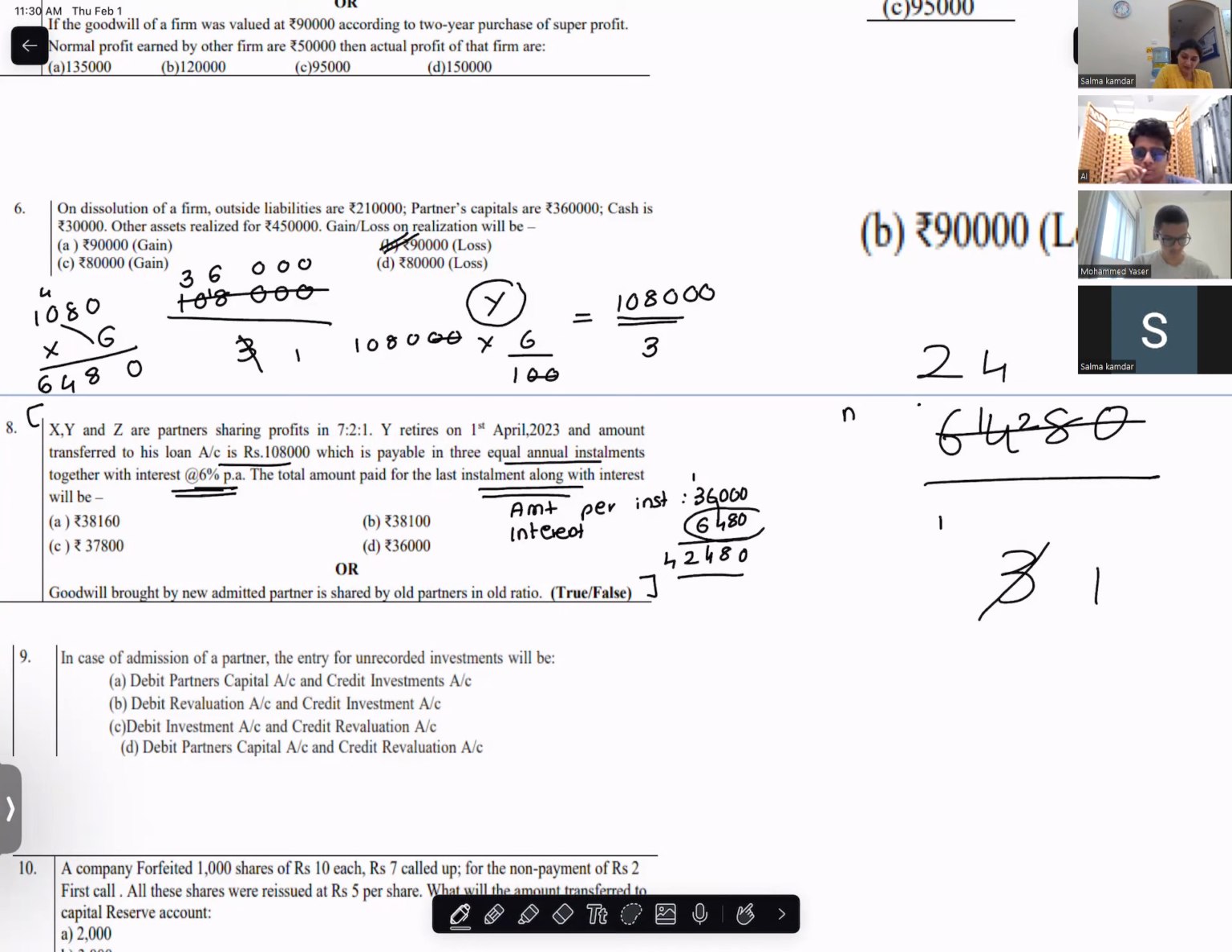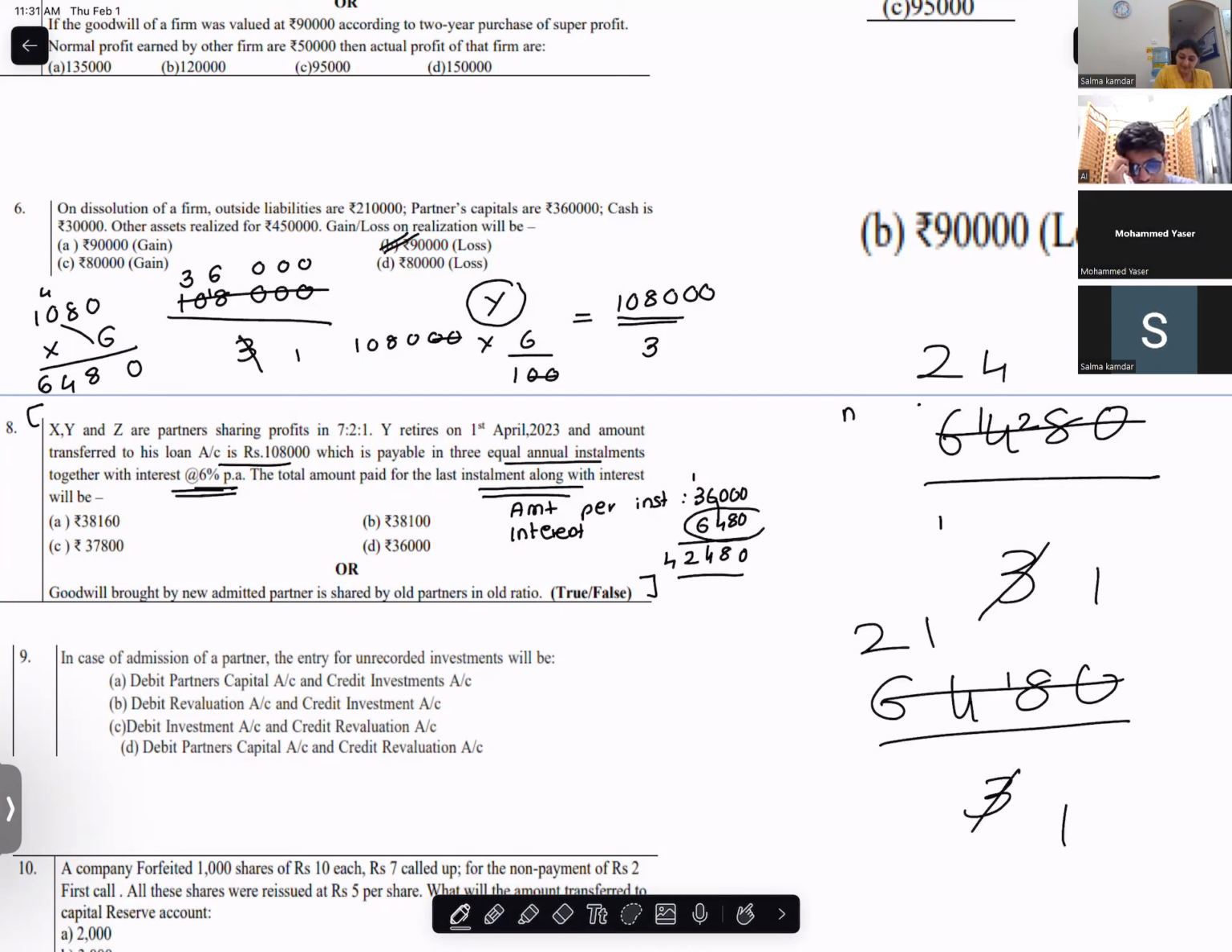Am I doing something wrong? 6480 divided by 3. 3 twos are 6... okay, 3 ones are 3, 1 carry. 3 sixes are 18 and 0. Yeah, 2160.